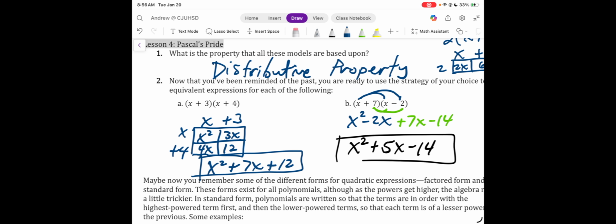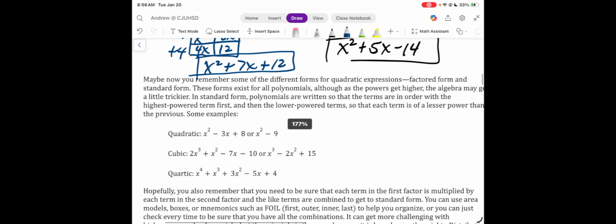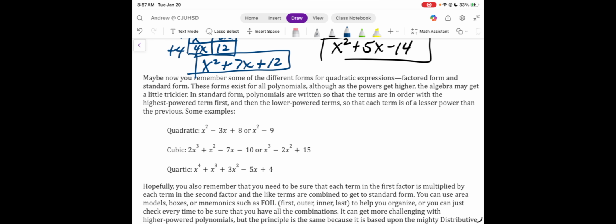It's as you choose. It says maybe now you remember some of the different forms of quadratic expressions, factored form and standard form. These forms exist for all polynomials, although as the powers get higher, the algebra may get a little trickier. In standard form, the polynomials are written so that the terms are in order, with the highest powered term first, and then the lower powered terms, so that each term is of a lesser power than the previous. So these are all in standard form because they go highest power to lowest. Like on this quartic right here, it goes 4, 3, 2, 1. We don't see the 1, but it's there.